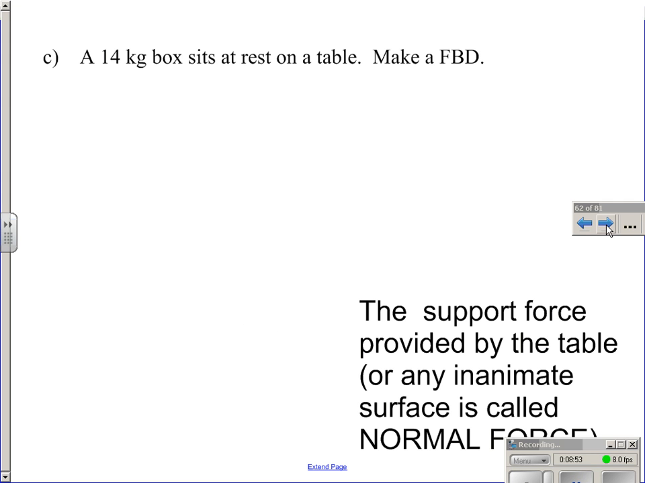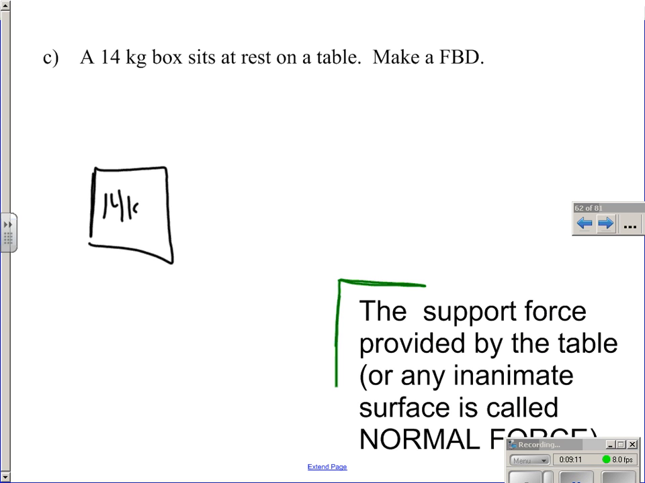Next example. A 14-kilogram box sits at rest on a table. There's some information down here. Ignore that for a minute. I'll explain that in a second. So we've got a box sitting at rest on a table. It's still a 14-kilogram box. For all intents and purposes, this example is the exact same thing.